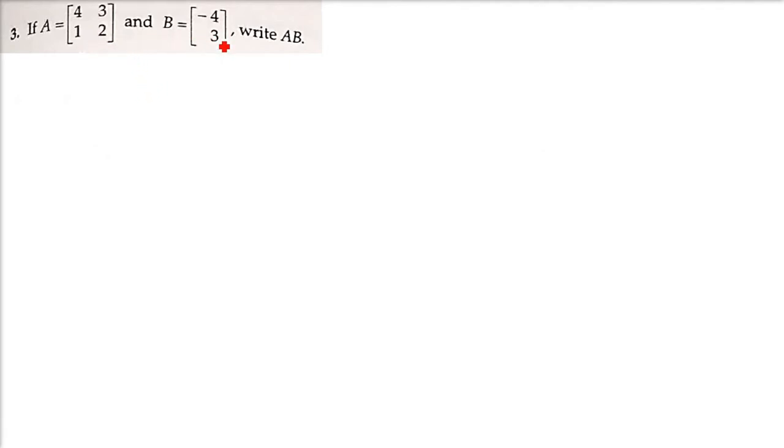A is this, B is this, write AB. So you just have to multiply it. Just check the rows and columns. This is 2 cross 3, this is 2 cross 1, sorry, and this multiplication is possible.